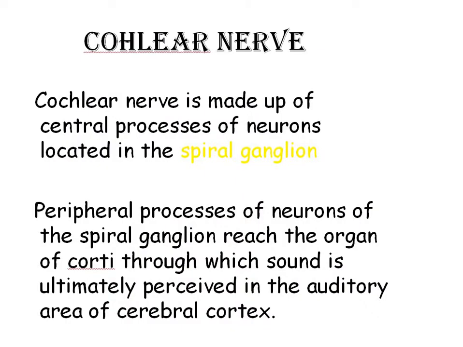Now comes the cochlear nerve. The cochlear nerve is made up of central processes of neurons located in the spiral ganglion. The peripheral processes of the neurons of the spiral ganglia reach the organ of Corti, through which sound is ultimately perceived in the auditory area of the cerebral cortex.